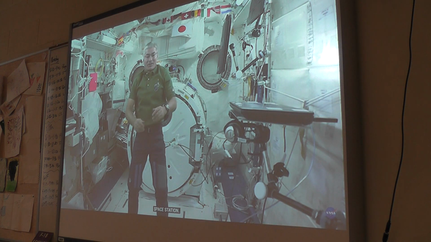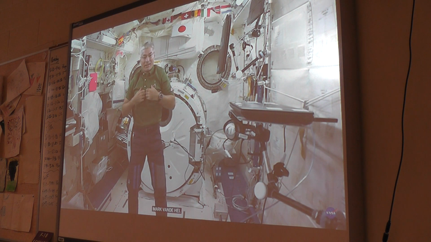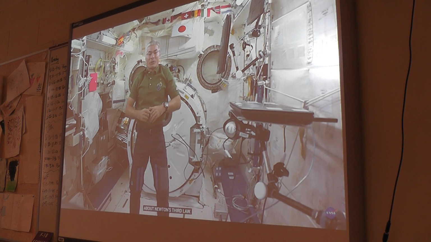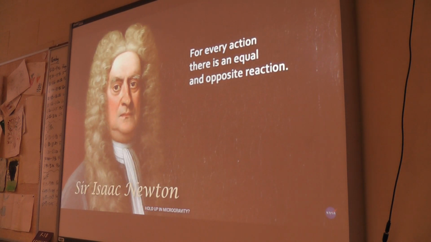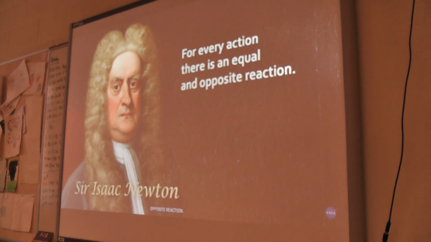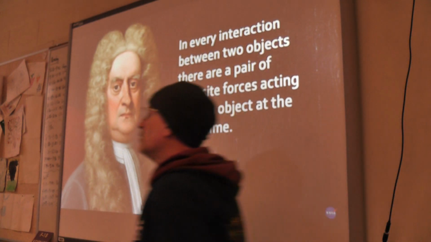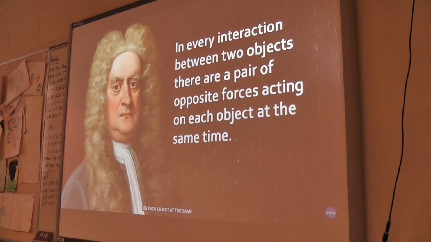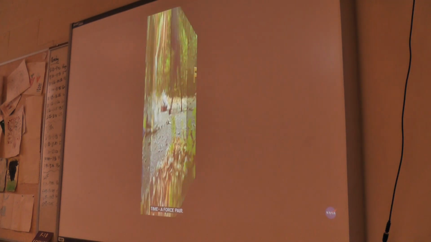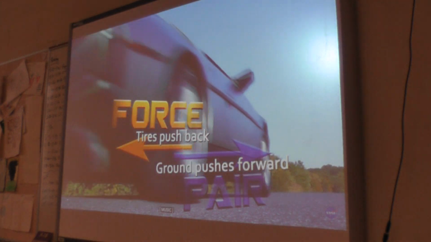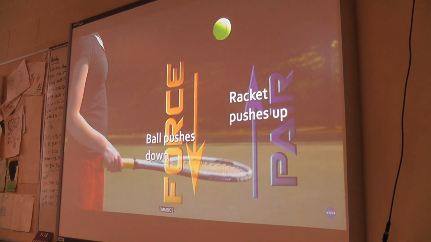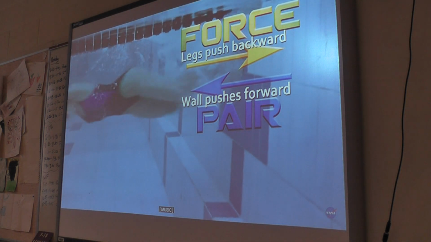Welcome to the International Space Station. I'm NASA astronaut Mark Vande Hei. Today, we're going to talk about Newton's third law. How do you think it will hold up in microgravity? For every action, there is an equal and opposite reaction. This means that in every interaction between two objects, there are a pair of opposite forces acting on each object at the same time. A force pairing. You can see that there are many examples on Earth. In space, thrusters expel one way and the vehicle is steered in the opposite way.